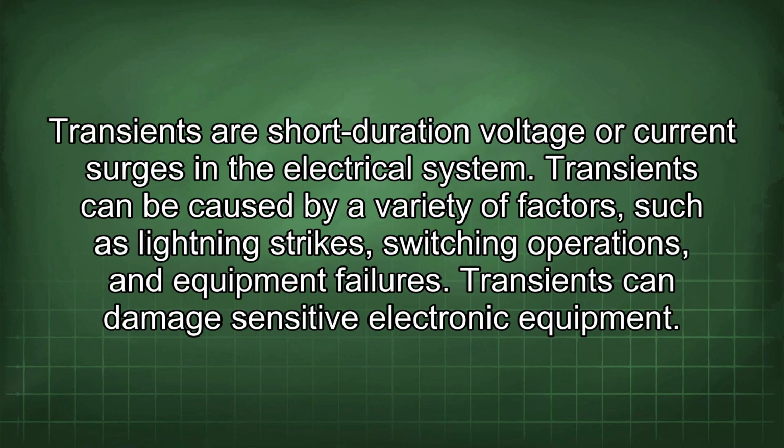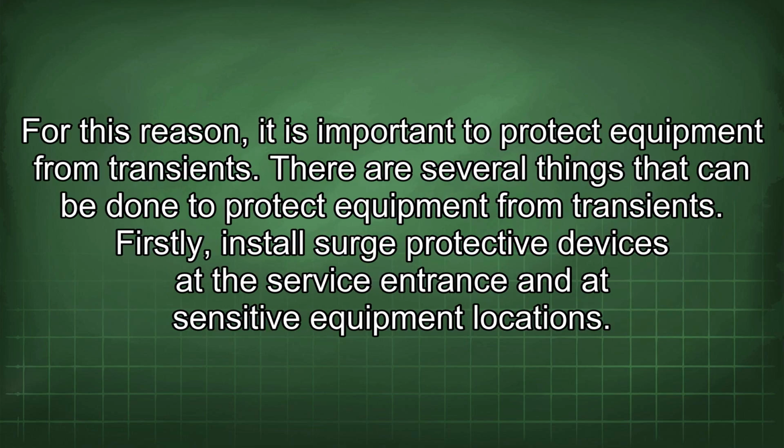Transients are short-duration voltage or current surges in the electrical system. Transients can be caused by a variety of factors, such as lightning strikes, switching operations, and equipment failures. Transients can damage sensitive electronic equipment. For this reason, it is important to protect equipment from transients. There are several things that can be done to protect equipment from transients.